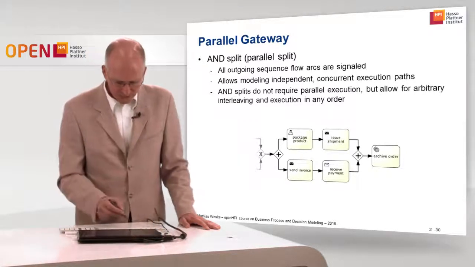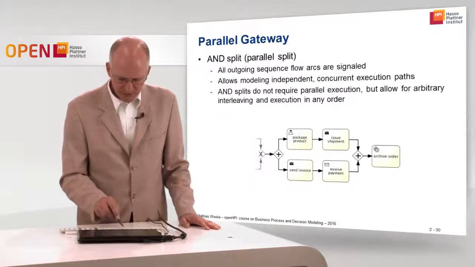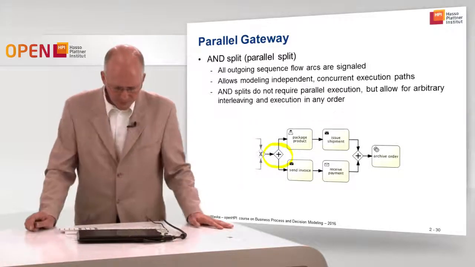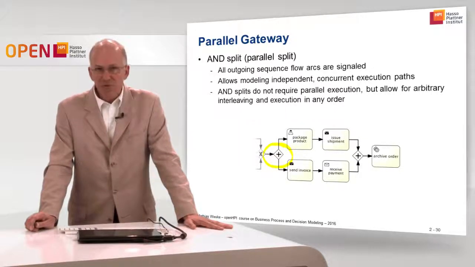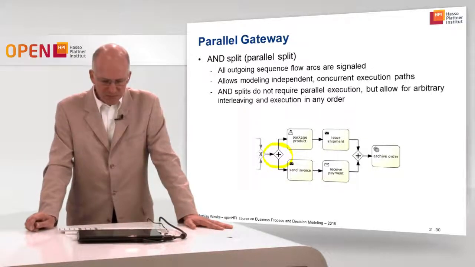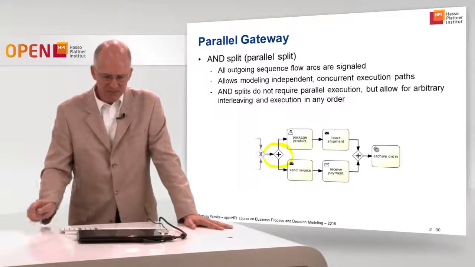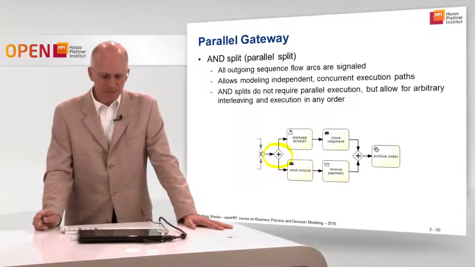So the example we have here is a representation of what we've seen in the text of the process description. So after the product has been manufactured, we do 2 things concurrently. We can package the product, issue the shipment, and concurrently to that send the invoice and receive payment. And only after both have happened, we can archive the order.